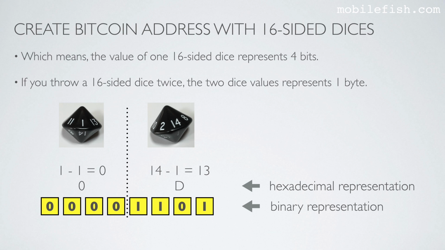If you throw a 16-sided dice twice, the two dice values represents 1 byte. Here's an example. Here's a 16-sided dice with the value 1. You have to subtract 1 to get the hexadecimal representation. So 1 minus 1 is 0 and the hexadecimal representation is 0. And here is the binary representation. If you throw the same dice again and the value is now 14, you have to subtract 1 to get the value 13, and the hexadecimal representation is D, and the binary representation is this value.